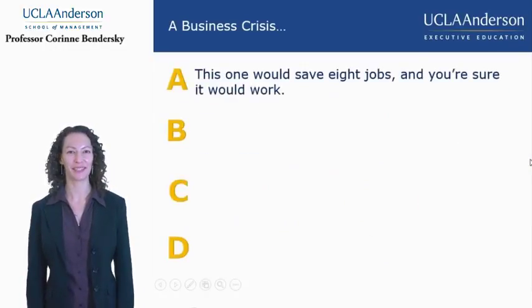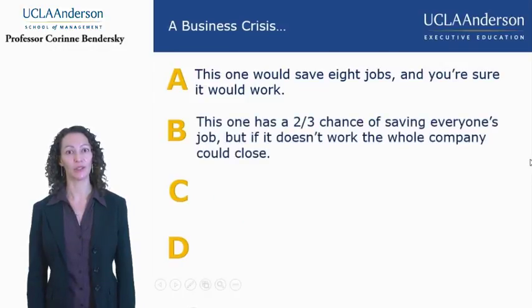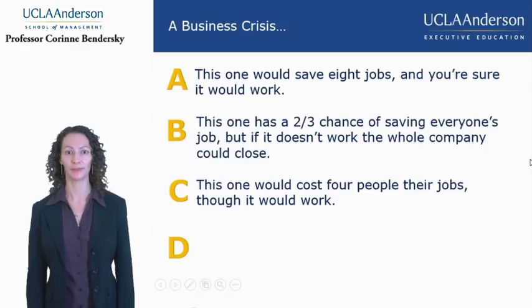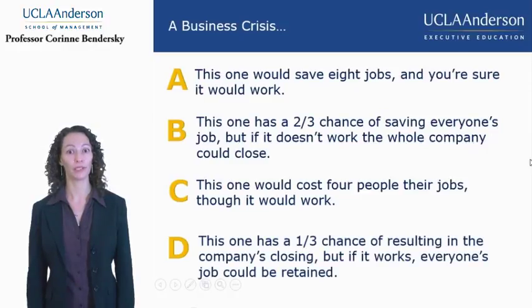First one is this would save 8 jobs and you're sure it would work. The second one has a 2/3 chance of saving everyone's job, but if it doesn't work, the whole company could close. The third one would cost 4 people their jobs, though it would work. And the fourth one has a 1/3 chance of resulting in the whole company closing, but if it works, everyone's job could be retained. Take a second to read through these carefully on your own.